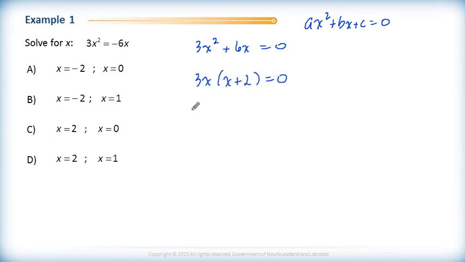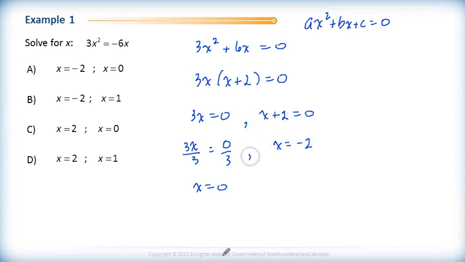Now that we have that, we can make each factor that contains a variable equal to 0. In the first case, when we divide both sides by 3, we get x equals 0. That makes sense. 3 times 0 squared is 0, and negative 6 times 0 is 0. So it would balance that equation. Meanwhile, the other possibility is x equals negative 2 when we rearrange this one.